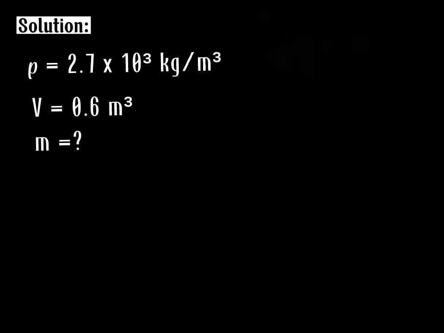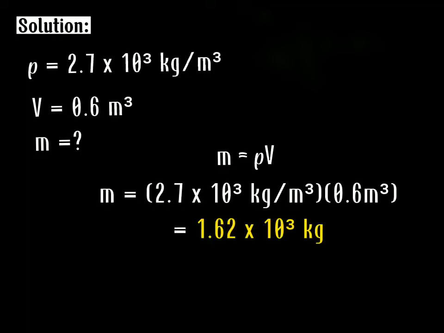Given the density of granite, 2.7 times 10 cube kilogram per meter cube, we will find the mass of the pillar segment, which is mass equals density times the volume. The density, 2.7 times 10 cube kilogram per meter cube, multiplied by the volume 0.6 meter cube, is equal to 1.62 times 10 cube kilogram. Therefore, the mass of the pillar segment is 1.62 times 10 cube kilogram.